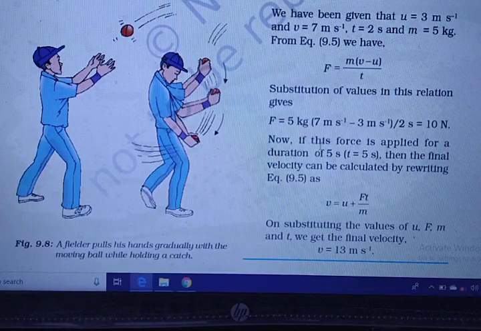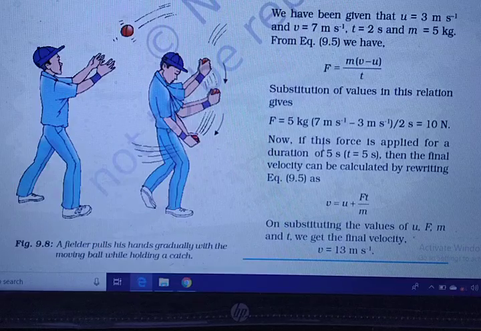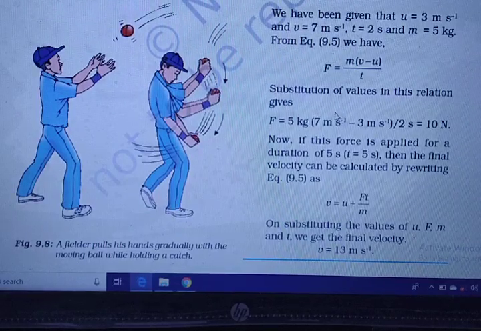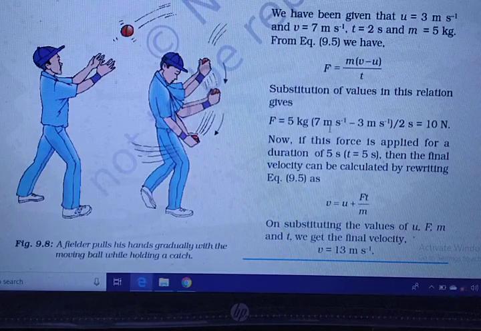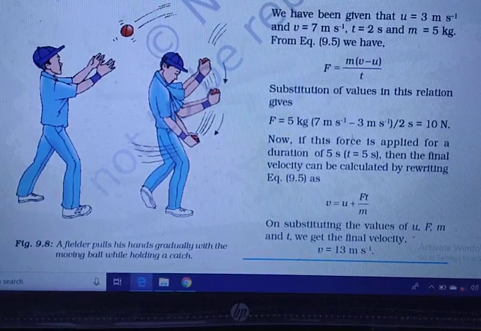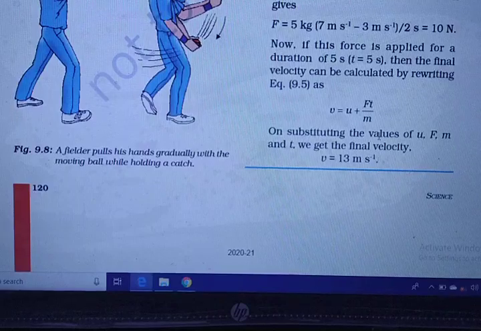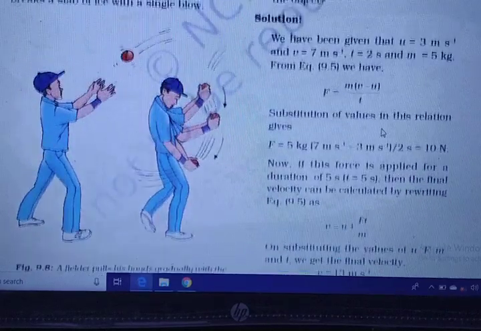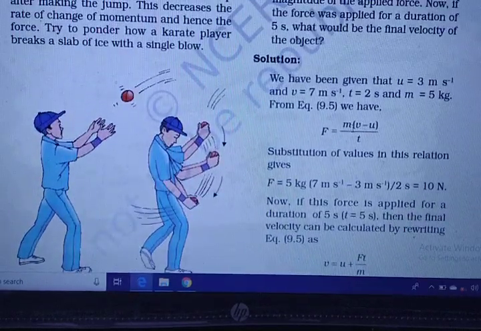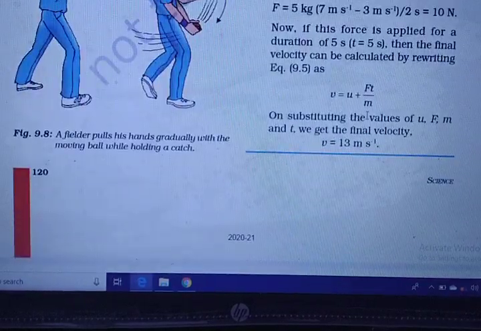Now if this force is applied for a duration of 5 seconds, actually this value we have calculated for 2 seconds. Now if the same force is applied for 5 seconds, then what will be the final velocity? The final velocity formula is already represented here: V is equal to U plus Ft by m. Why Ft by m? From where have we taken it? From here only. You can see here. Okay. So V is equal to U plus Ft by m.